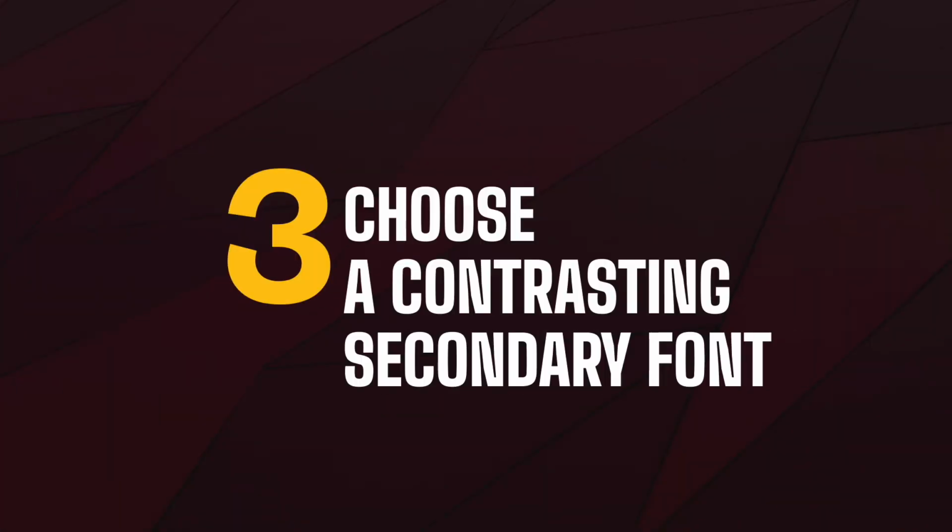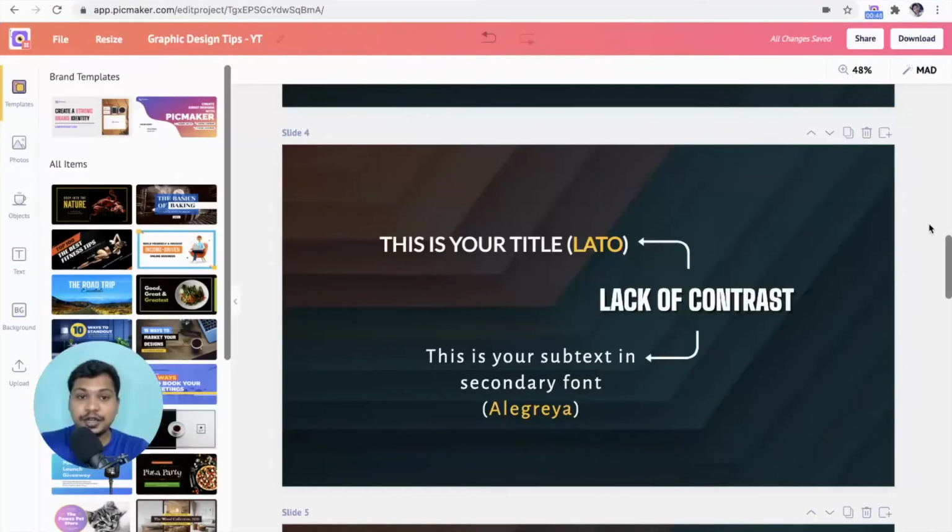Step 3. Choose a contrasting secondary font. Your secondary font should complement your primary font. It shouldn't be similar to the family of your primary font. That's how you make your design look interesting.